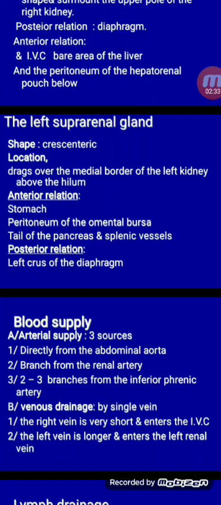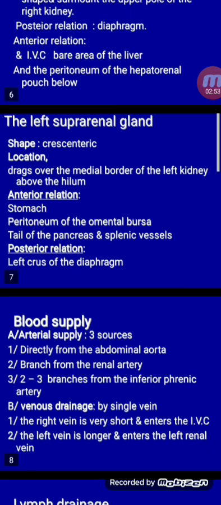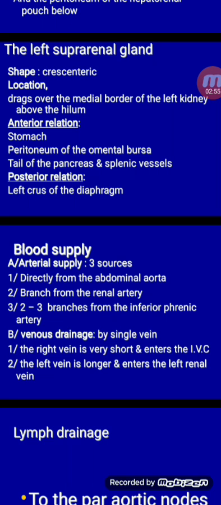Anterior relation: stomach, peritoneum of the omental bursa. What is the omental bursa? It is the lesser sac behind the stomach. It's called the omental bursa. It is the lesser sac. As you have seen in the GI tract, the anterior relation is the tail of pancreas and splenic vessels. Posterior relation, left crus of the diaphragm.